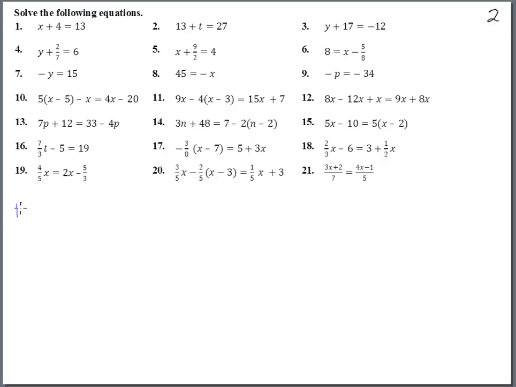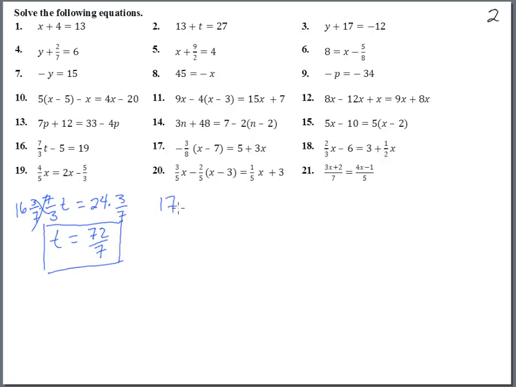Number 16. 7/3 t. Add 5 here, add 5 there, and we get that equals 24. And so in order to get rid of the 7/3, we divide by 7/3 or times by 3/7. Times by 3/7. So we get, these are gone. We get t equals 24 times 3 is 72 sevenths, or 10 2/7, however you'd like to write that answer.